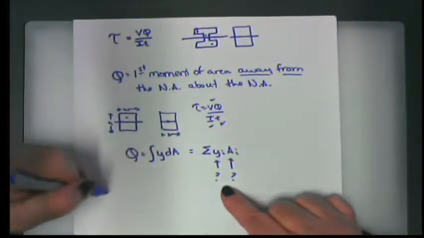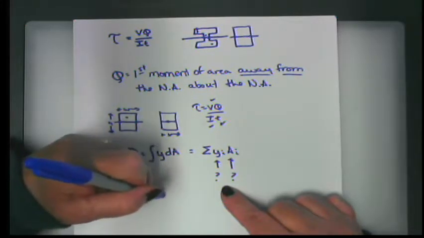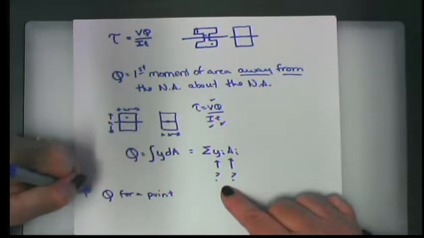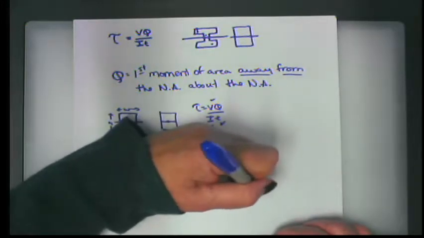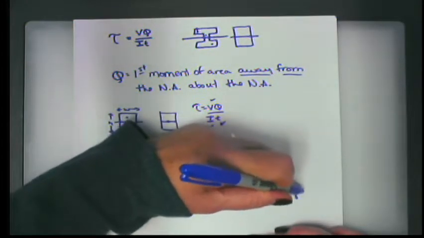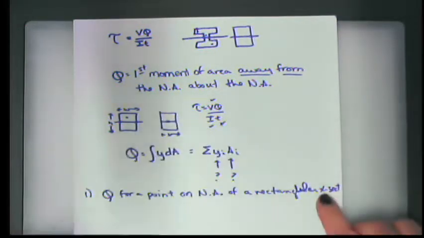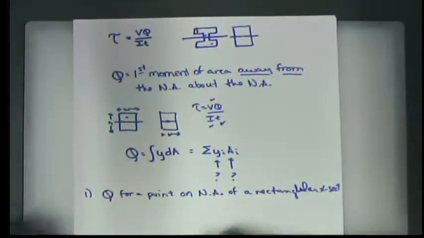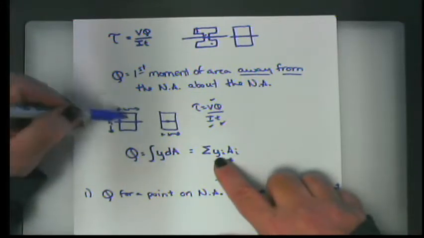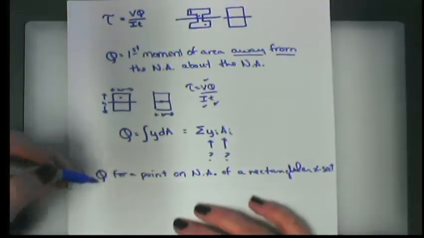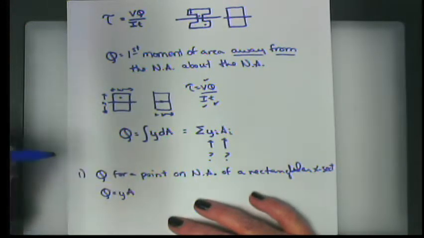So let's look at Q for a point, we're just going to call this 1, on the neutral axis of a rectangular cross-section. Well, there's only one piece, so we're not going to have to sum anything. But we need to find y and we need to find A. So Q in this case is just equal to y times A. But what is y?